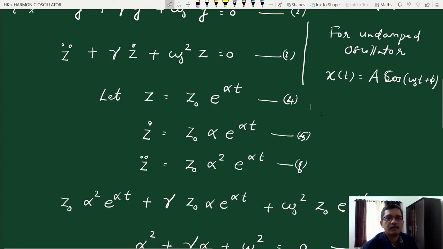So the general solution will be, this is also a linear differential equation. So this is a homogeneous differential equation as well as a linear differential equation. So if you have two solutions, like some constant times e raised to alpha 1t and another constant times e raised to alpha 2t, then a linear combination of these two solutions will also be a solution of this equation. Why? Because it's a linear equation. I have mentioned that equation 3 is a homogeneous equation as well as a linear equation.